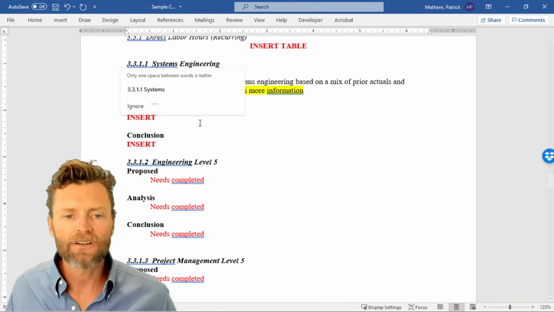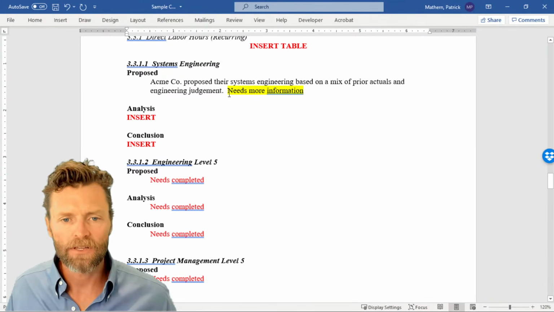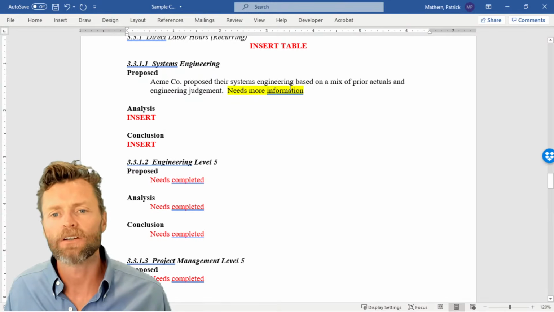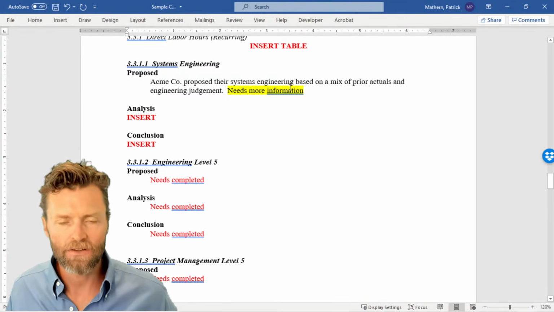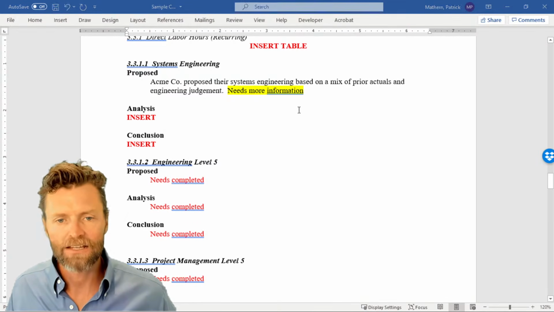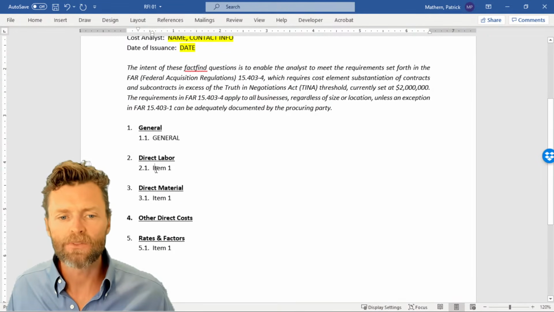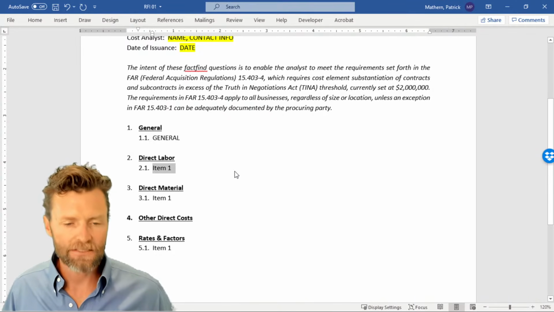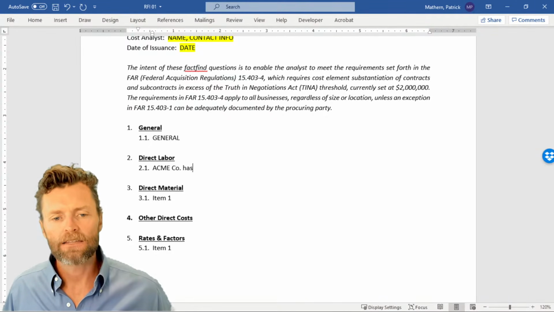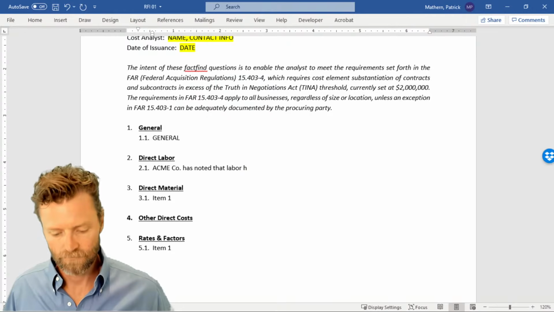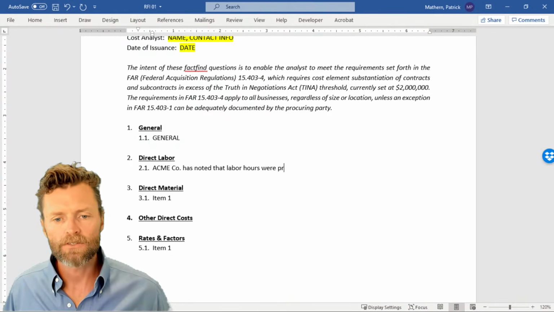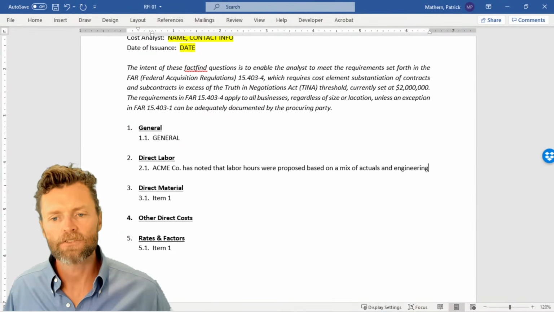So we're talking about systems engineering, and we're really talking about all their labor, okay? They've proposed based on prior actuals and engineering judgment, okay? We're gonna need some more information about that. So that's where we get into those types of questions on RFI 1. I would go to direct labor. I would state that Acmeco has noted that labor hours were proposed based on a mix of actuals and engineering judgment.